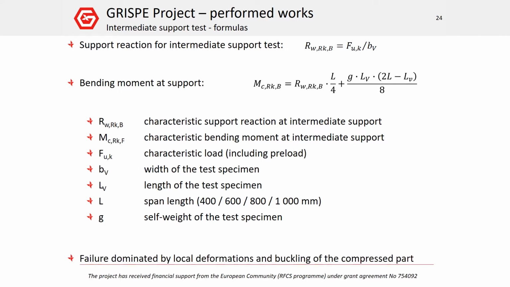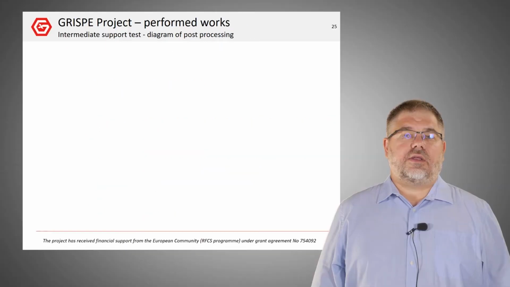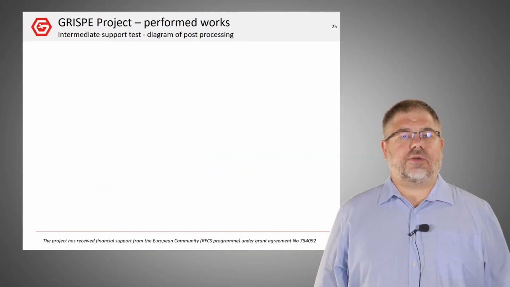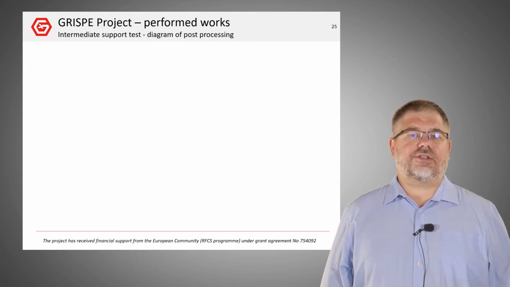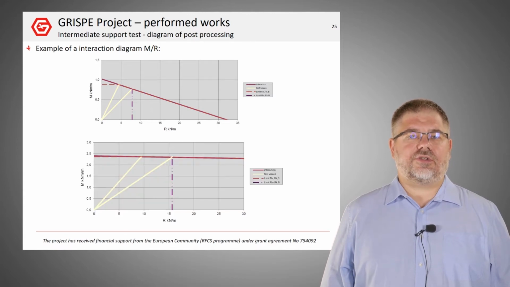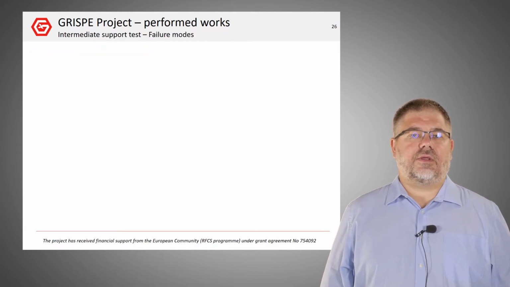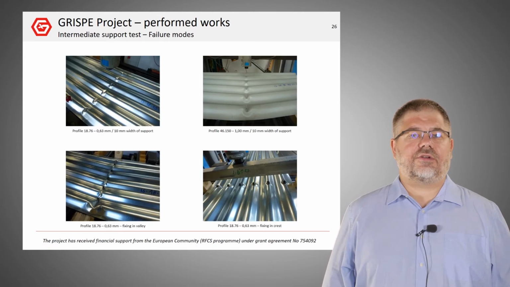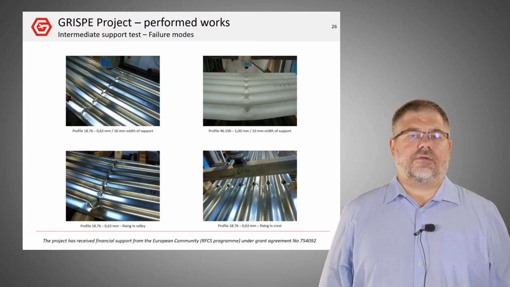At the end of each test, the failure mode was noted and was dominated by local deformations and buckling of the compressed part of the geometry. In addition, the interpretation of this test consists of drawing an interaction diagram between moment and reaction on the support as a function of the span length. We can see now different pictures taken at the end of the test presenting failures for downward loading and now for uplift loading.